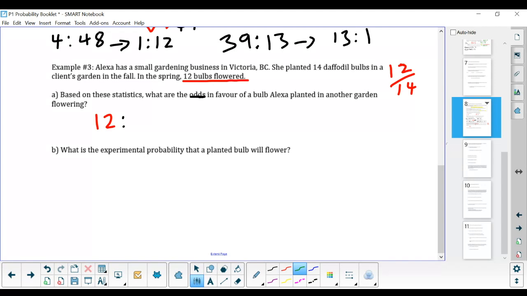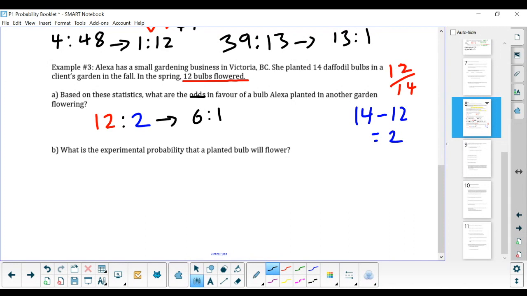Now, how do we figure out the number of undesired events? Well, all we need to do is take the 14 total events, subtract the 12 desired ones, and we end up with 2 undesired events. So once again, we're going to simplify this by dividing both sides by 2, and we get 6 to 1. Those are our odds in favor of another bulb flowering.